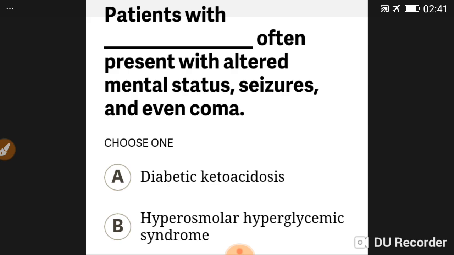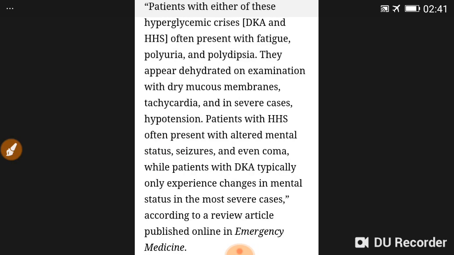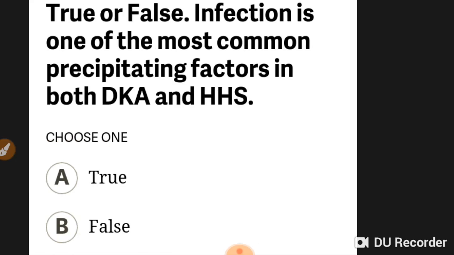Patients often present with altered mental status, seizures, and even coma. That is hyperosmolar hyperglycemic syndrome, not DKA. I will explain why. Patients with either of these hyperglycemic crises, DKA or HHS, often present with fatigue, polyuria, polydipsia. On examination they appear dehydrated, with dry mucous membranes, tachycardia, and in severe cases hypotension. The patient with HHS often presents with altered mental status, seizure, and even coma, while the patient with DKA typically only experiences change of mental status in the most severe cases, according to the review article published in Emergency Medicine.